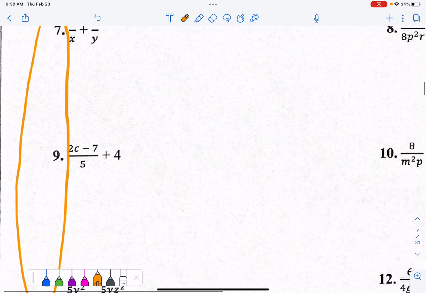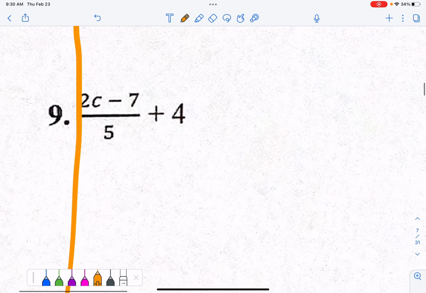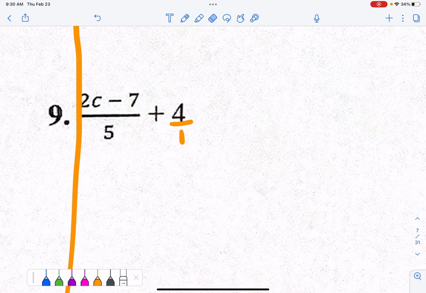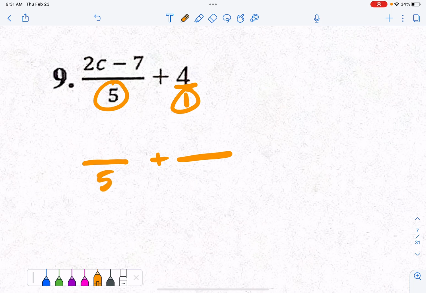One thing that I will say on number 9 is that this looks kind of funky, because we haven't had something like that, but what we can do is make this into a fraction. This is 4 over 1, and then you just have to find your common denominator with 5 and 1, right? Sometimes you won't need to multiply by anything on one side, right? I'm just going to keep going with this one, and then I'll let you do the rest of it. If I find my common denominator of 5 and 1, it's going to be 5. So 5 is here and 5 is here, all right? 2c minus 7, we put what it will need to be multiplied by, and we have 4, we'll put what it needs to be multiplied by.